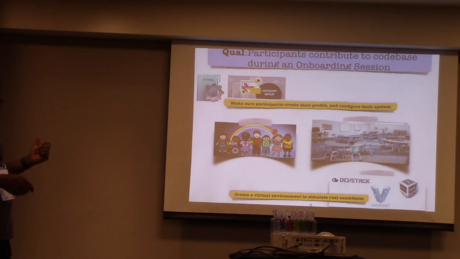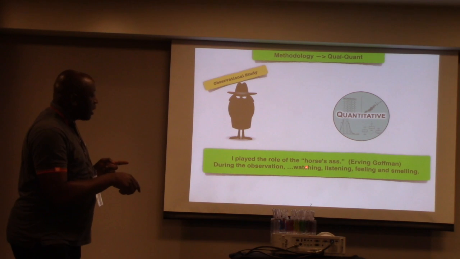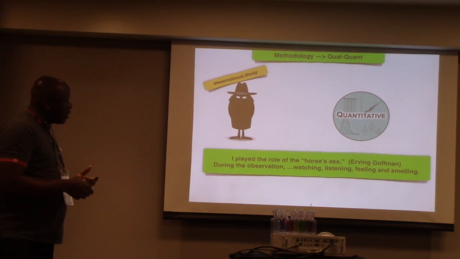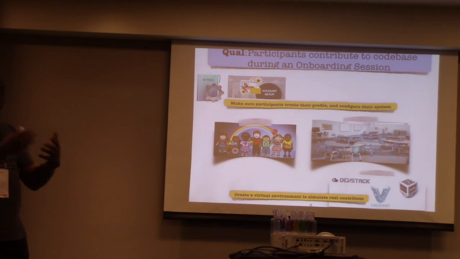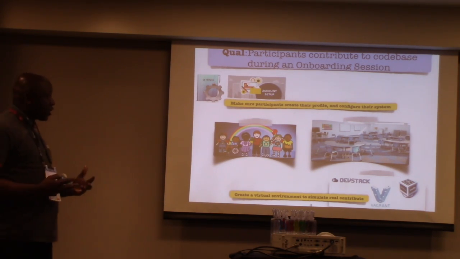As I mentioned in the previous slide, I played the role of the horse's ass. It's well known from Erving Goffman, whereby you, the observer, become like a slave, and the people you're observing are your master. You don't interfere so much in their work.